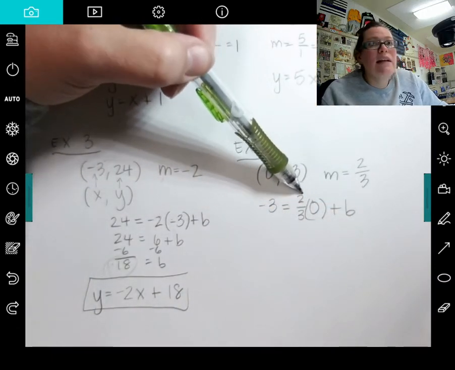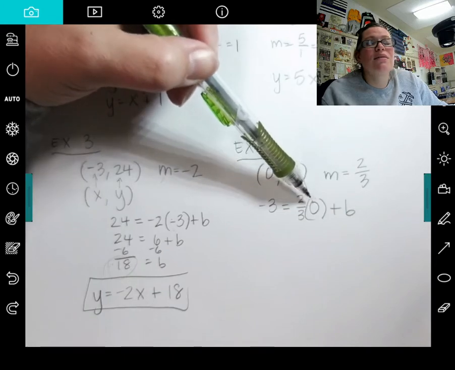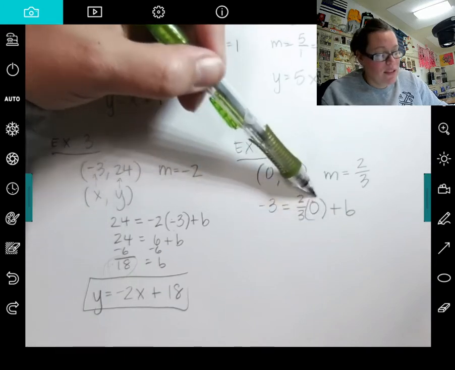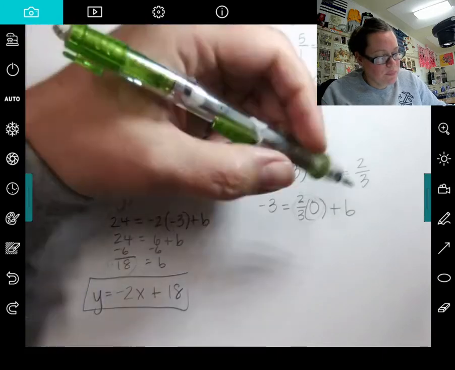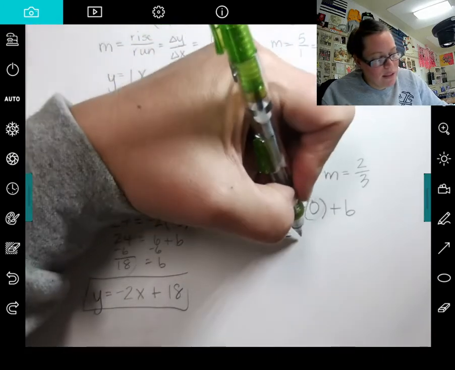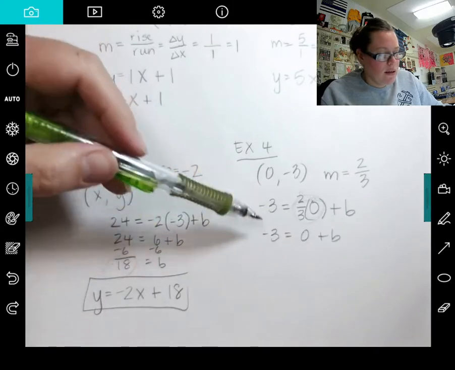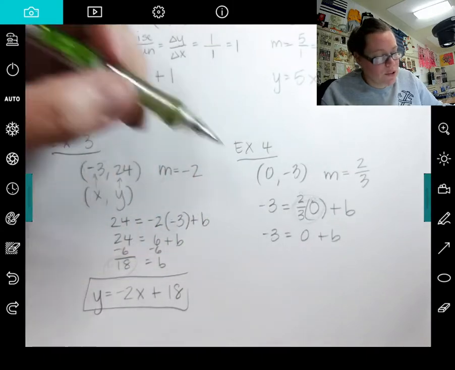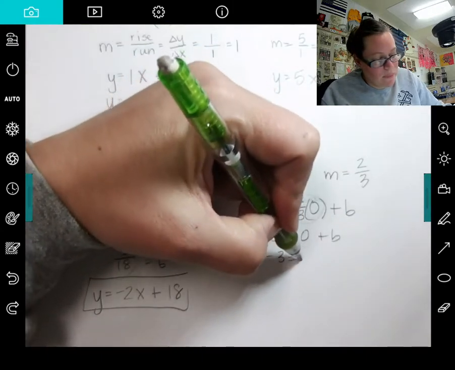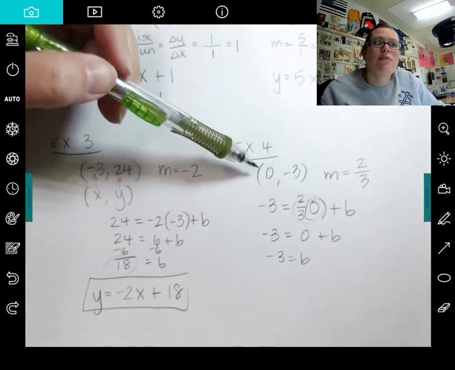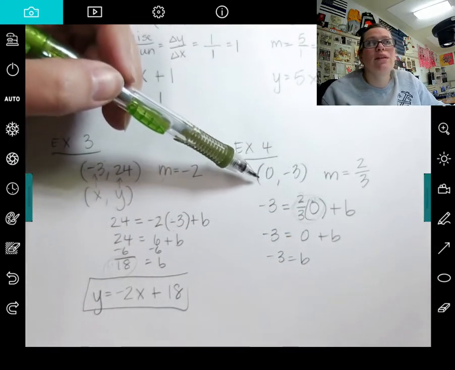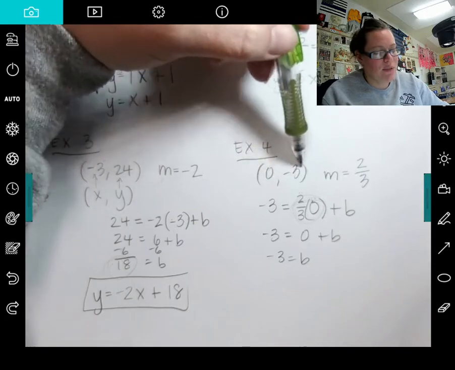Hopefully we realize that when we have a 0, this is going to multiply to be 0. So -3 equals 0 plus b. If you move the 0 over, of course, you're just going to get -3 equals b. So a simple way to determine what the y-intercept would have been is to pay attention from the start.